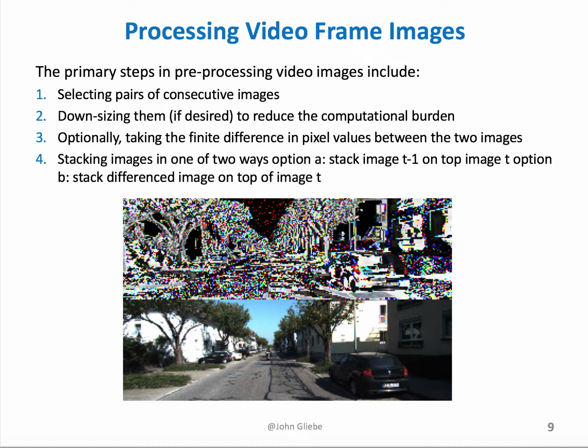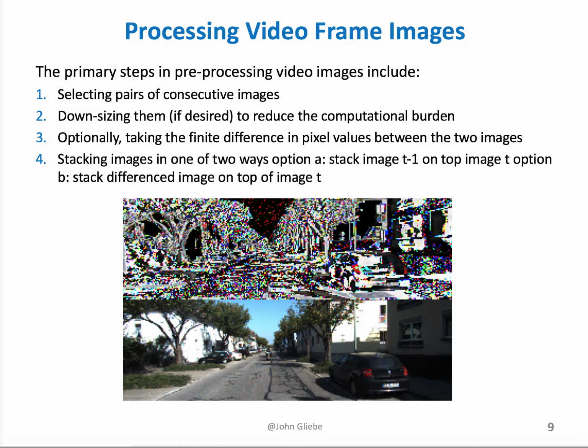Processing video frame images typically, well, at least in my implementation, involves 4 steps. First, there's selecting pairs of consecutive images at times t and t-1, downsizing them, which is almost always desired to reduce the computational burden. And then optionally, one method is to take the finite difference in pixel values between 2 images. Another method is just to use the consecutive images as they are.